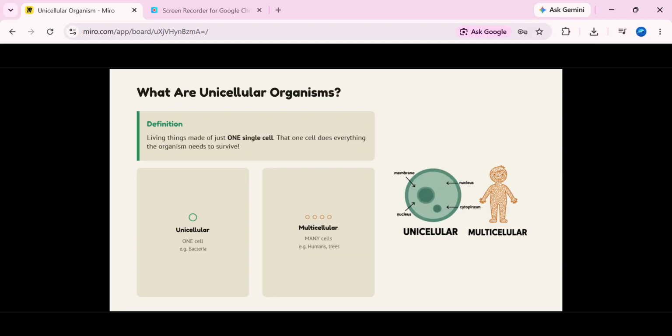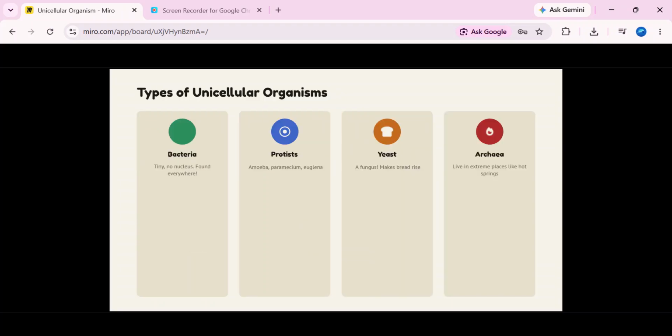That one cell has to do everything. It has to get food, get rid of waste, take in oxygen or other substances it needs, and respond to its surroundings as well. Imagine if your body was just one cell, that one cell would have to do all the jobs that your millions of cells do in the body. Some examples of unicellular organisms are bacteria, protists, yeast, and archaea.